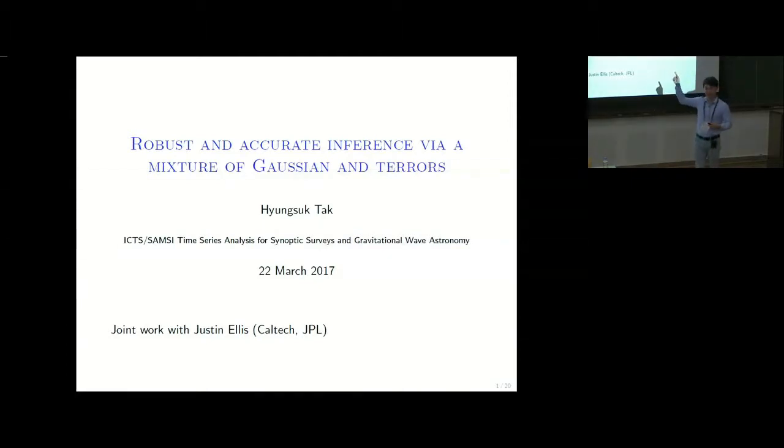Actually, this is the original title: "Accurate inference via a mixture of Gaussian and T errors." One day, Suji emailed me saying, "Oh, your title seems weird." And I checked my title, and it seems weird too, neither. So I corrected this title, but I recovered it here because I like this title.